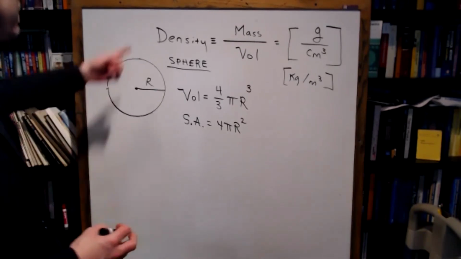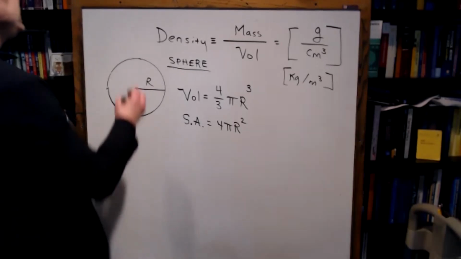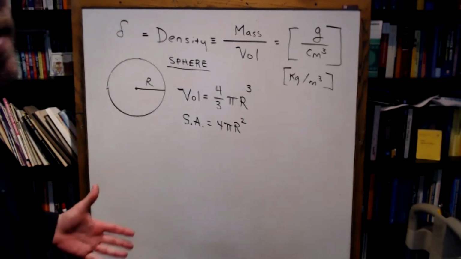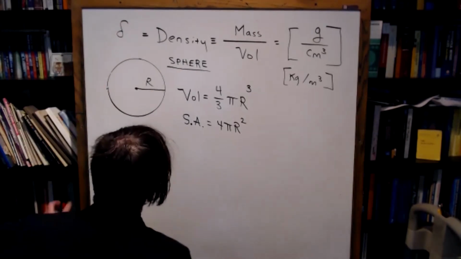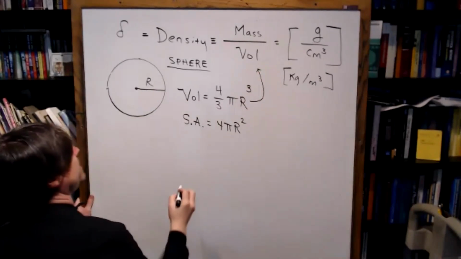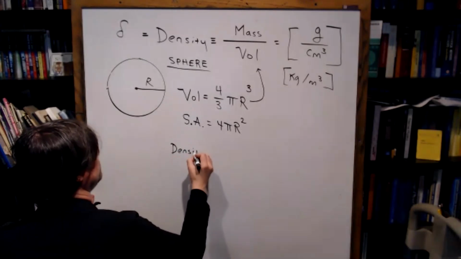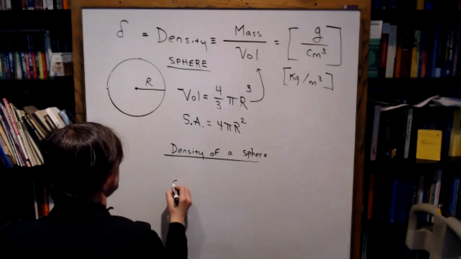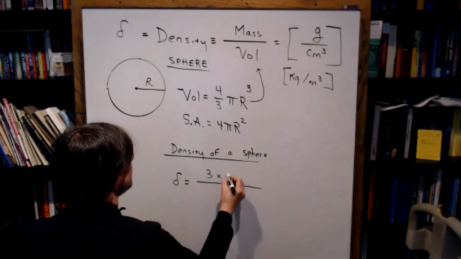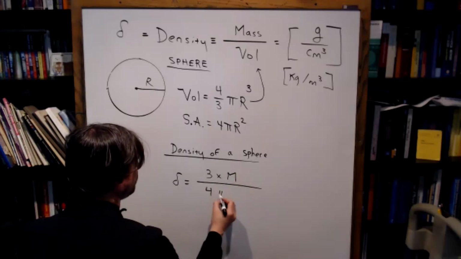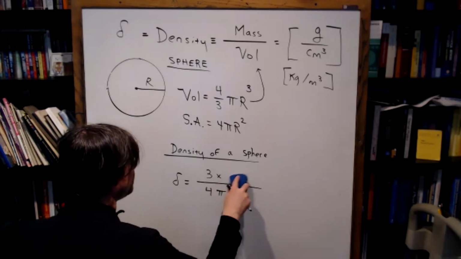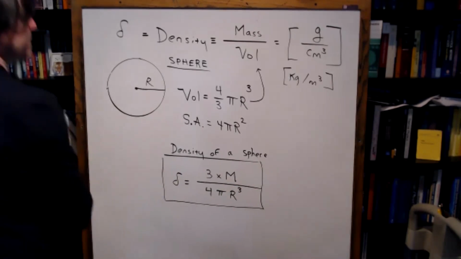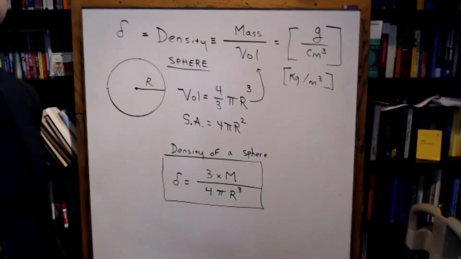Let's arrange this formula in a way where we compute a symbol for the density of a planet. Now, I tend to like to use the symbol delta for density, just because. We use D for distance a lot, so it's helpful to use some other symbol for density. I can plug this formula in to come up with an equation for the density of a sphere, or the density of a planet. The density of a sphere is 3 times the mass divided by 4 pi r cubed. You'll notice I flipped the 3 up to the top. I think that's a pretty important formula in this class. Take a moment to write that down.